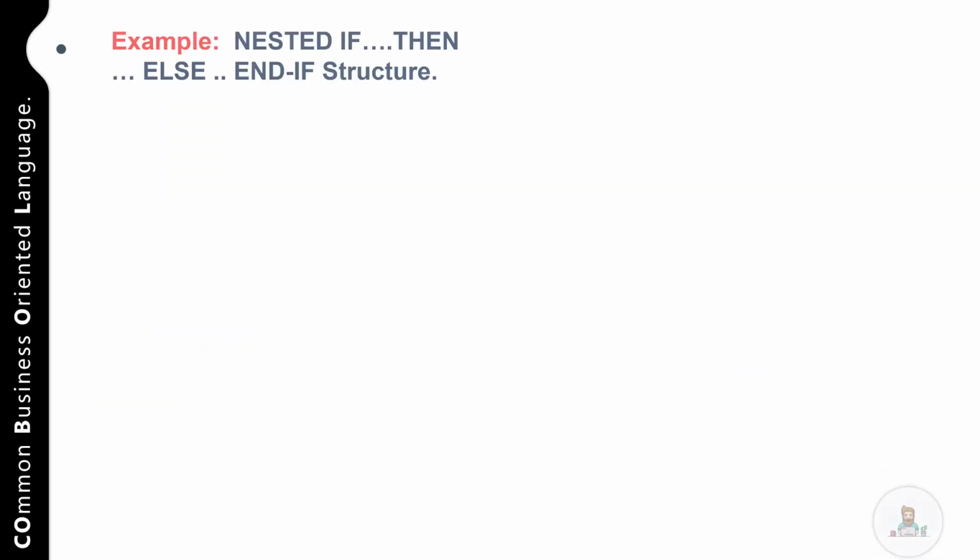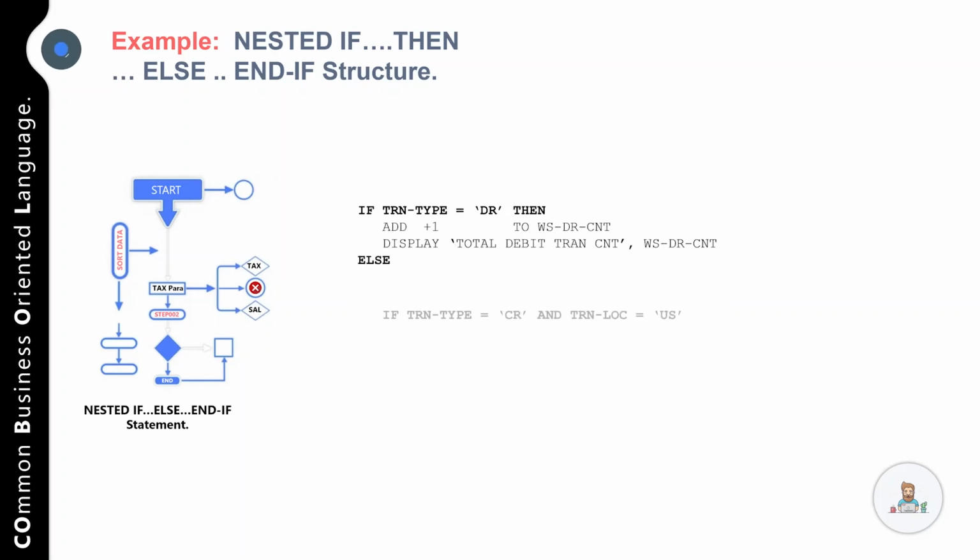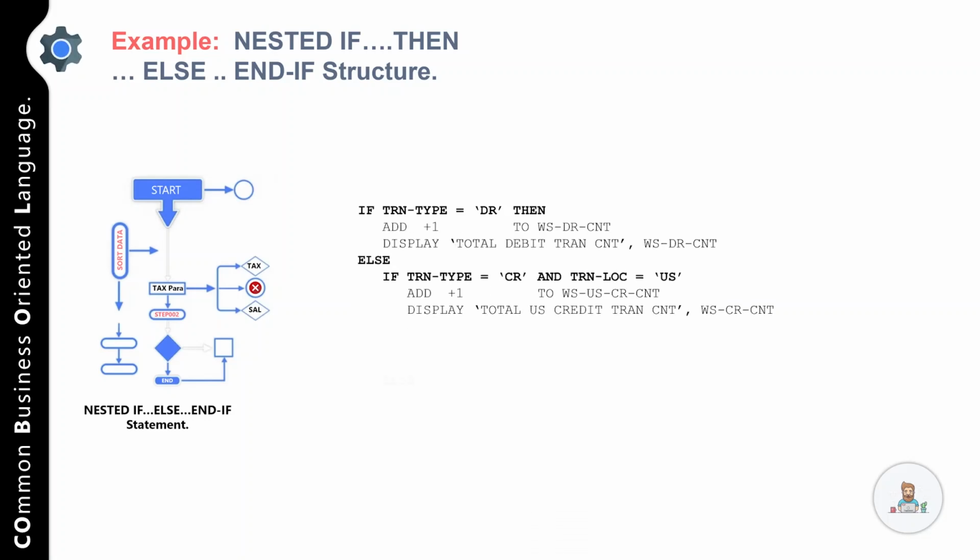Let me quickly walk you through an example of nested IF statements, and then you can easily understand how you can group different conditions. In the following example, we are using a similar if-then-else statement to the one we have seen in our previous example. And in this case, we are printing the total transaction count based on the transaction type. So the normal condition is that in case my transaction type is debit, then I will increment the counter and print the total debit transaction count.